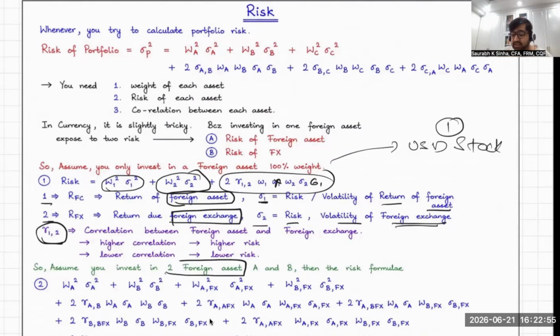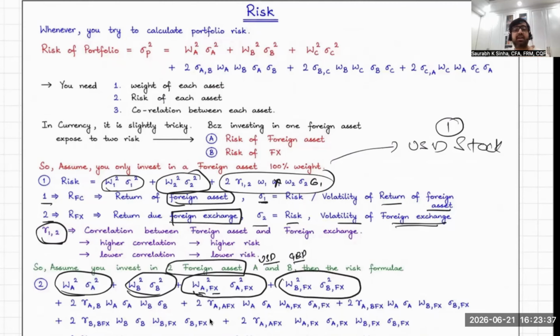Now, if you have two foreign assets, say USD and GBP, sitting in India and you're investing in USD and GBP, what will happen? Actually, you're taking risk of four assets. The first risk is because of the asset in USD. The second risk is because of the asset in GBP. The third risk is because of the FX of USD versus INR. The fourth risk is because of the FX of GBP versus INR. So there would be four assets.